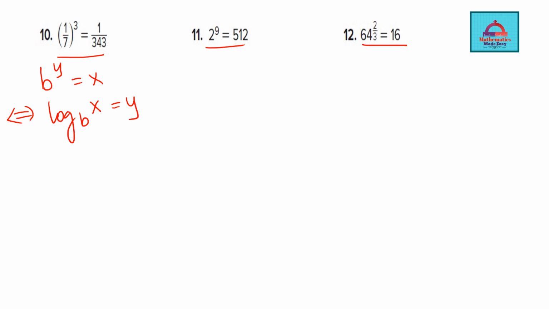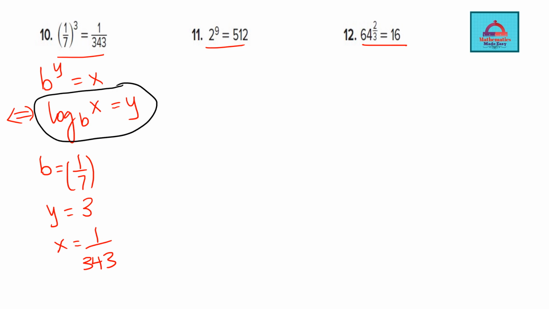So here your base is the number 1 by 7. It's a fraction this time. The power, which is y, is 3 and your x is 1 by 343. So let's use this formula because now we need log. So I will write log base 1 by 7 of x, which is 1 over 343, is going to be equal to the value of y. So y is 3. So this is your answer.